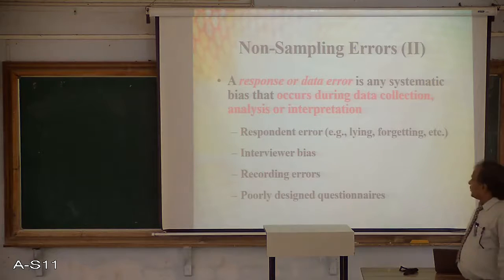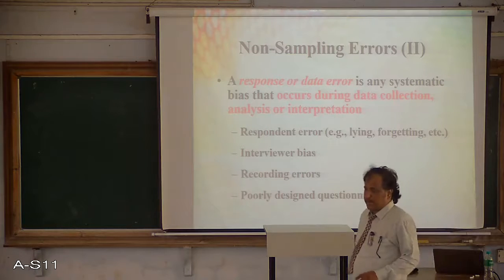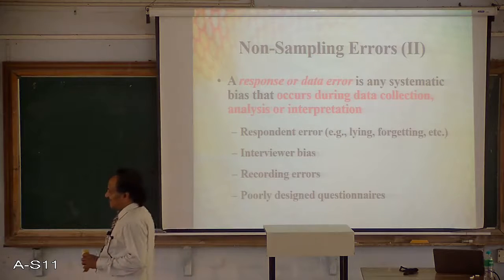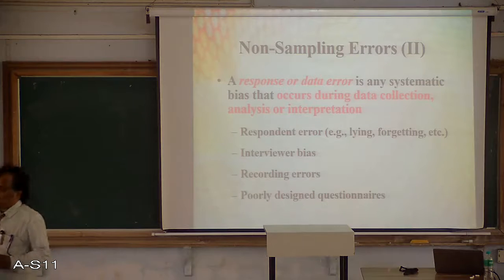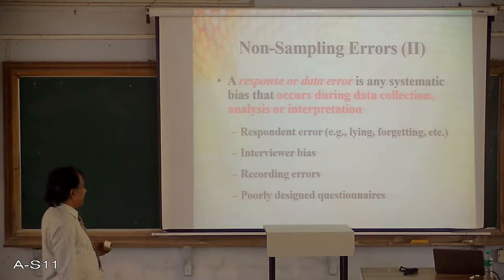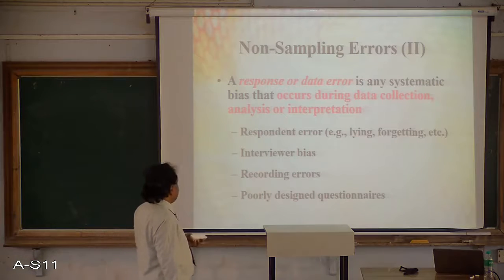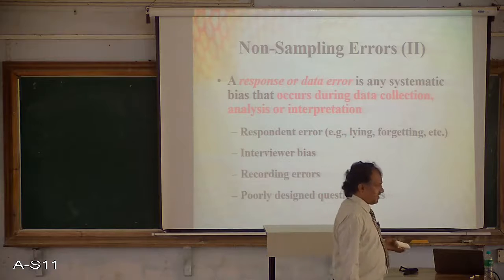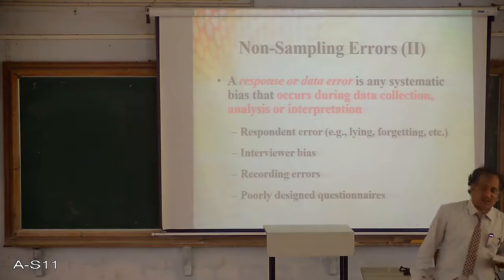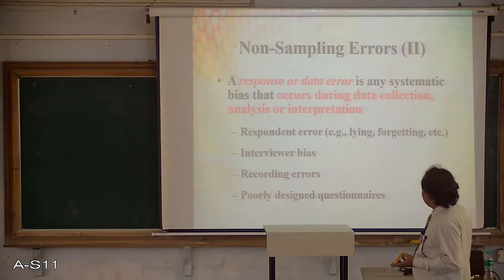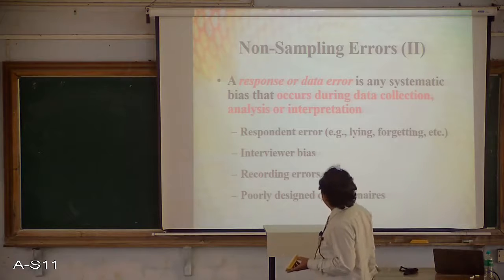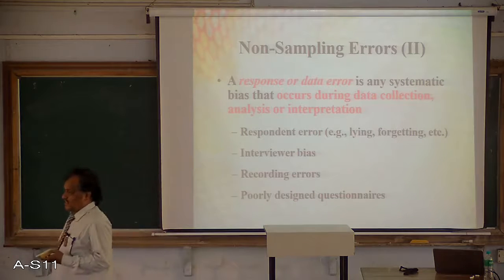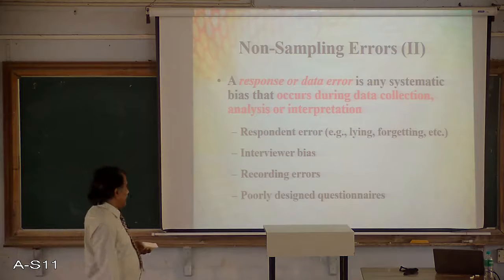Okay. So what is the other type of error under this non-sampling? That is the response error or the data error. It is any systematic bias that occurs during data collection, analysis or interpretation. This kind of error may occur during data collection, during analysis of the data, or during interpretation of the data. So in any of these three phases, this kind of error can occur.